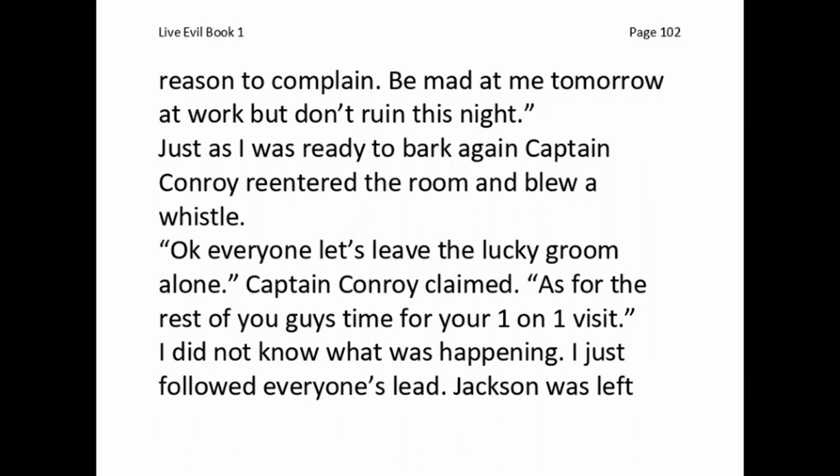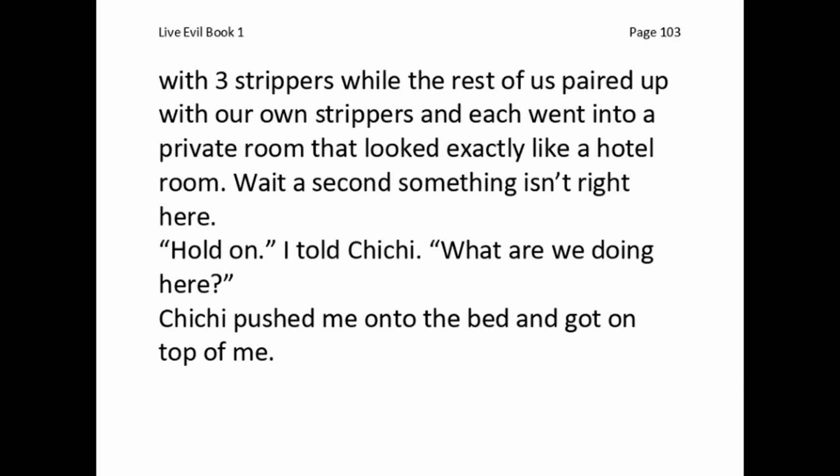Just as I was ready to bark again, Captain Conroy re-entered the room and blew a whistle. Okay, everyone, let's leave the lucky groom alone, Captain Conroy claimed. As for the rest of you guys, time for your one-on-one visit. I did not know what was happening. I just followed everyone's lead. Jackson was left with 3 strippers while the rest of us paired up with our own strippers, and each went into a private room that looked exactly like a hotel room.